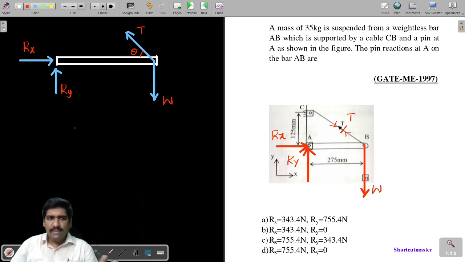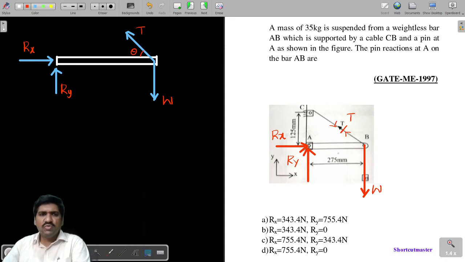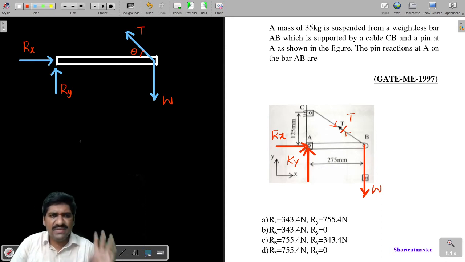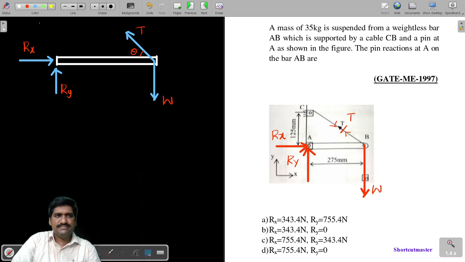In the problem we have to find Rx and Ry, two unknowns only, but for determining these two, we have to calculate the tension T also. No other alternative. So I'm just saying the first method, the general method. I'm writing here: this is method number one.